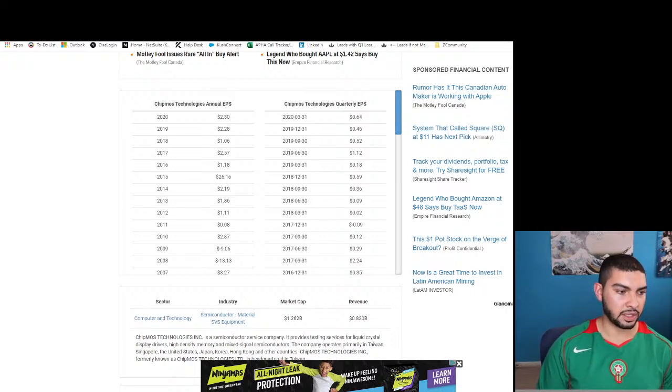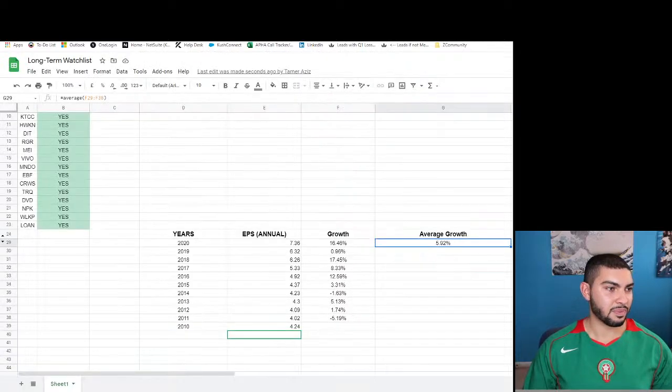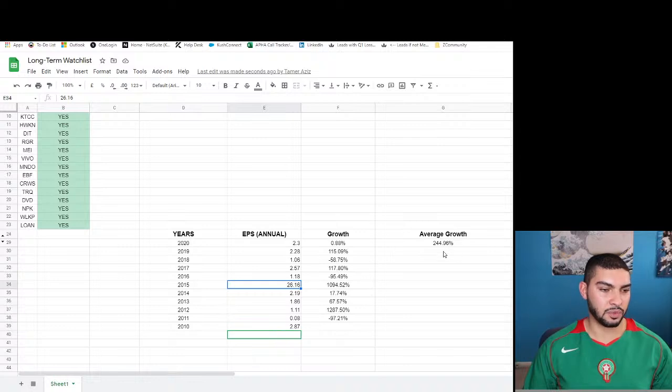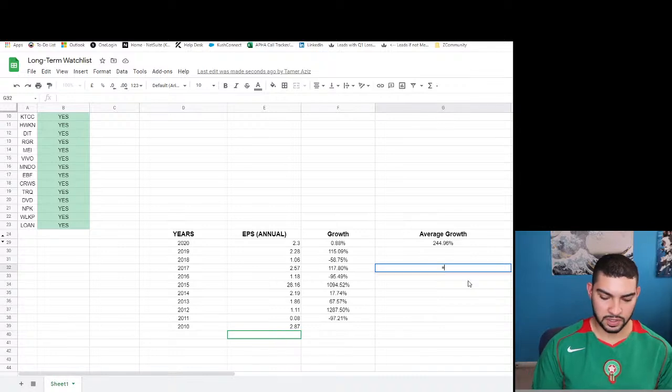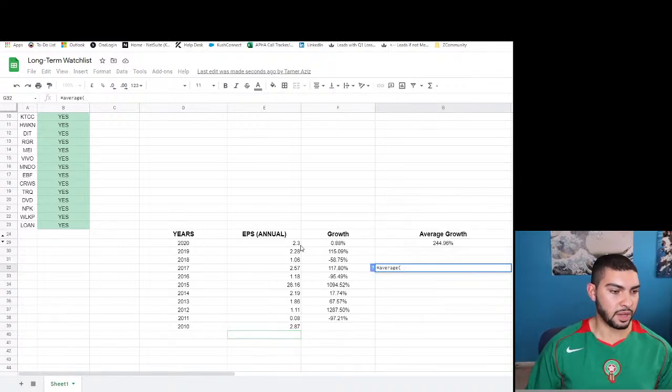I'll still calculate it just in case, so we get an idea of where it's looking, but I just wanted to point that out. See, that huge data point, that 26.16, really messed things up a little bit. So what we can do is look at the average of everything other than that one data point.